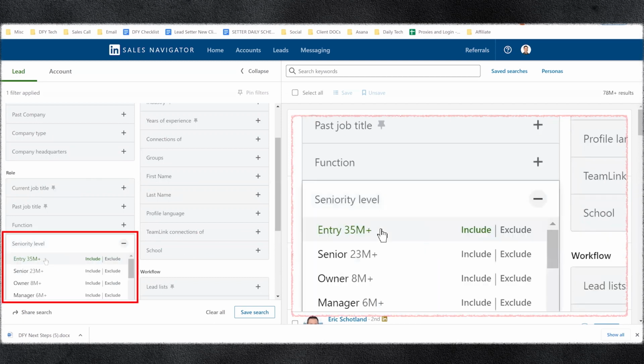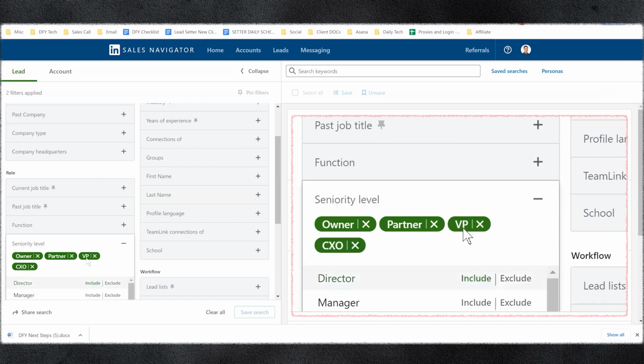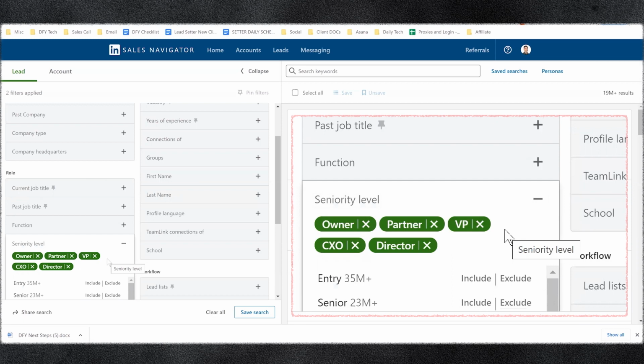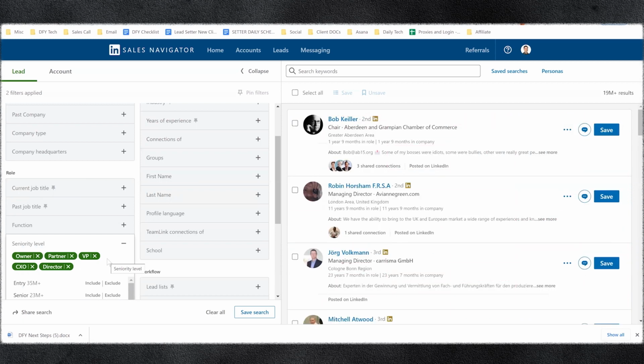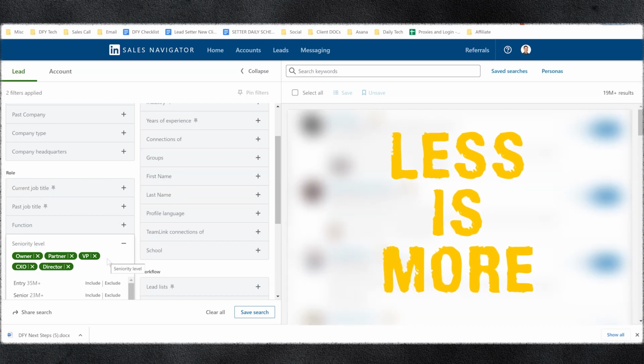Seniority level, this is a good one. We usually put owner, and then we put partner, VP, C-suite, and director. Typically, that's what I do. You could leave this blank depending on who you're going after. So for example, if you're going after real estate agents, you wouldn't want to put VP, C-suite, and director. And what's crazy about this platform is the less you tell it to do, the better it is. And I know that sounds counterintuitive, but that's just the way it works.